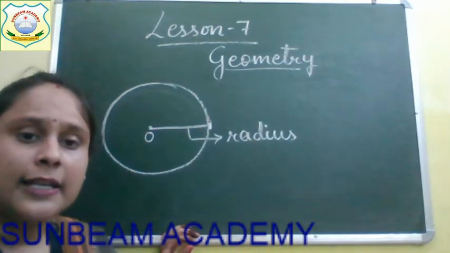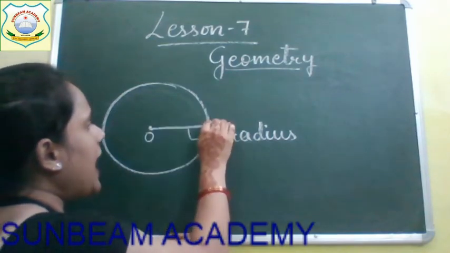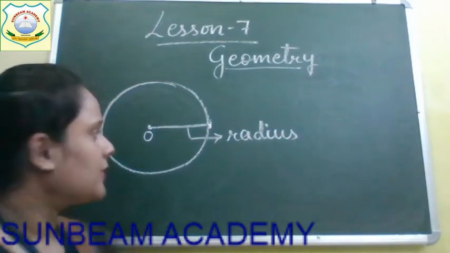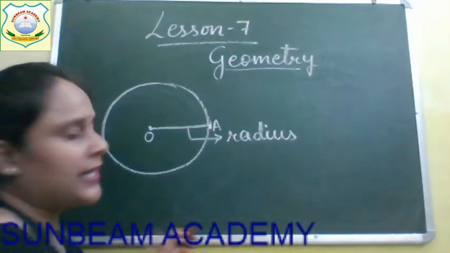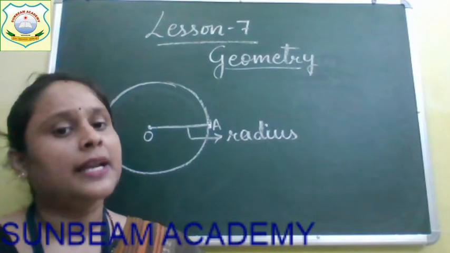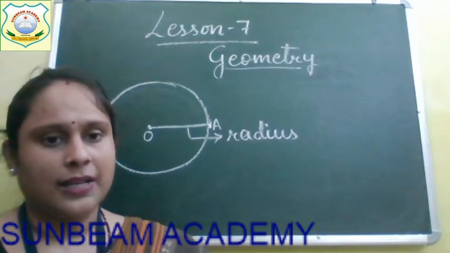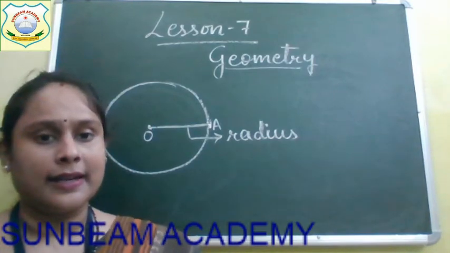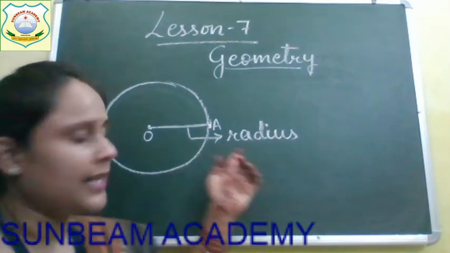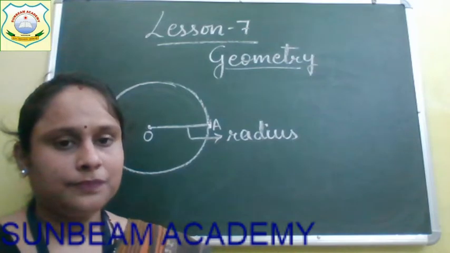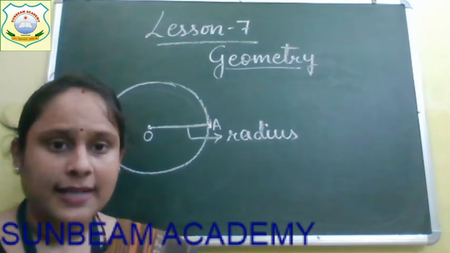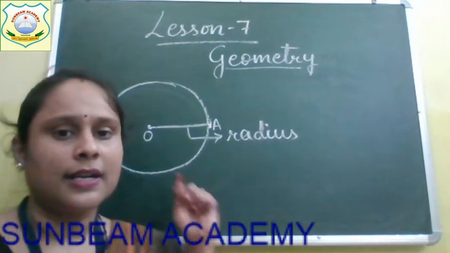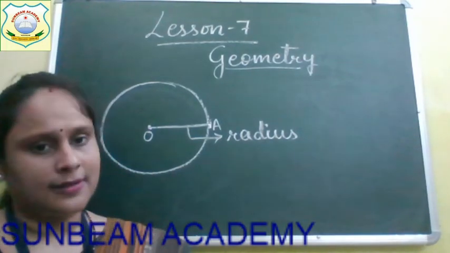A line segment which is drawn from the center of the circle and touches the circle is known as radius. You can name it according to what is given in the question. So this is radius OA. Now, have you all understood what is radius? Radius is the line segment which starts from the center of the circle and goes straight to the circle.